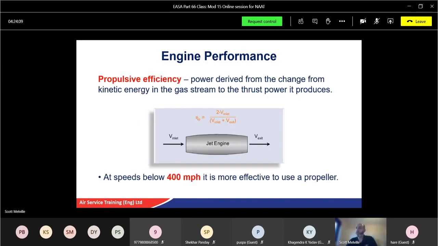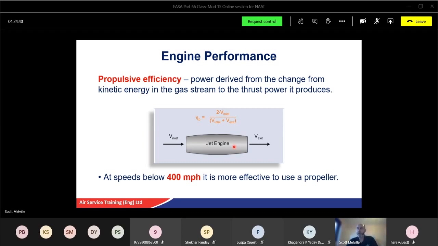Propulsive efficiency is the power derived from the change in kinetic energy in the gas stream to the thrust power it produces. And if you can't sleep at night, there's a little formula for you: velocity inlet, velocity exit. What goes in, what comes out, and how effective it is. Now, a jet engine is more effective the faster it's going. It doesn't like to be sat still. It likes to be going faster, once you get ram effect and all that sort of thing. That's when we get our best propulsive efficiency. Not the thrust efficiency, but propulsive efficiency.